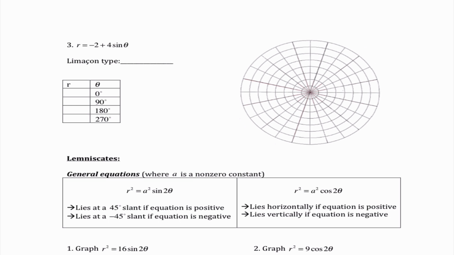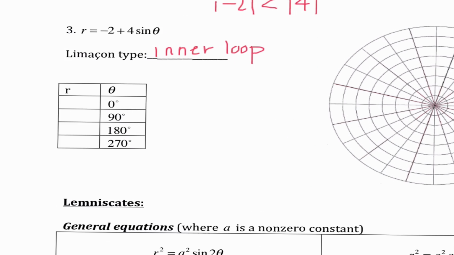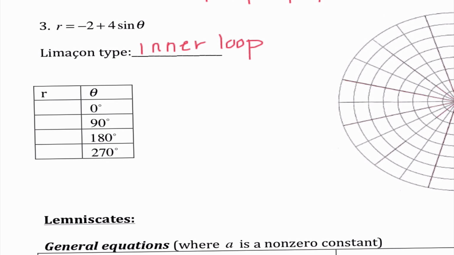Okay, number 3, once again, I can tell that this is a limacon because we have this addition here. And I'm going to go ahead and compare the absolute value of negative 2 and 4. And this time, the absolute value of negative 2 is less than the absolute value of 4. So this means that this is an inner loop. Okay, and we're going to see what that looks like when we graph it.